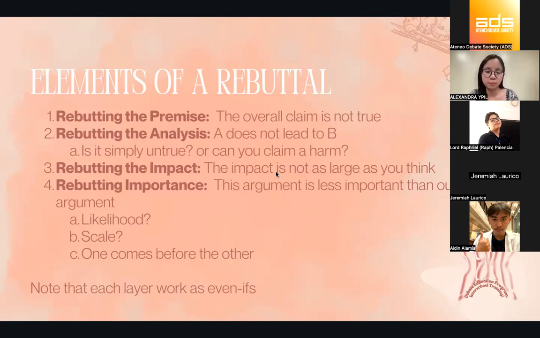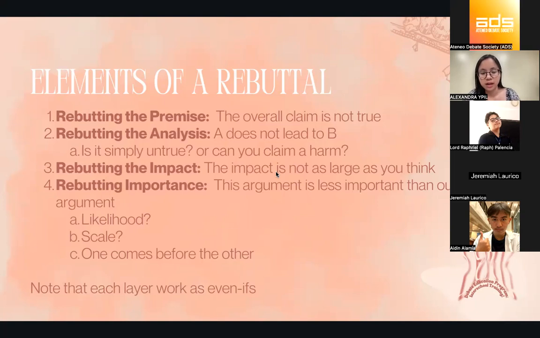So step one is rebutting the premise. So the overall claim of the argument is not true. The second is you rebut the analysis. So maybe the claim is true, but then it doesn't lead to the impacts or the outcomes that the other side wants.